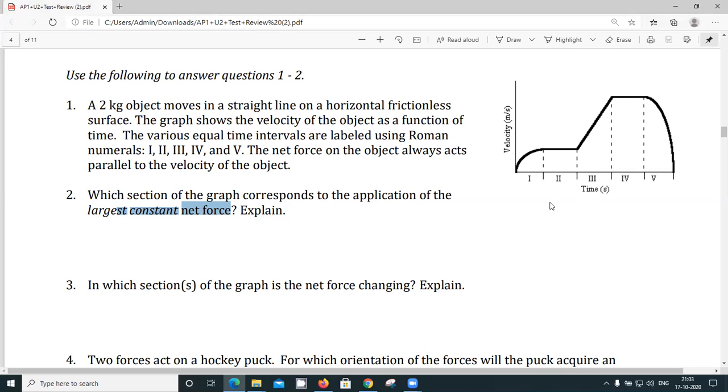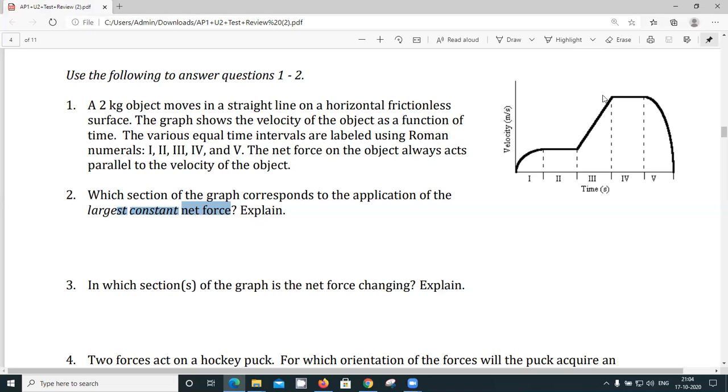So it is constant in 3 intervals. What are the 3 intervals? 2, 3, and 5. Yeah. So in those 3 intervals, it's a straight line. The slope of a straight line is constant, so acceleration is constant, so force is constant. And acceleration is 0 here, and here it has some value.